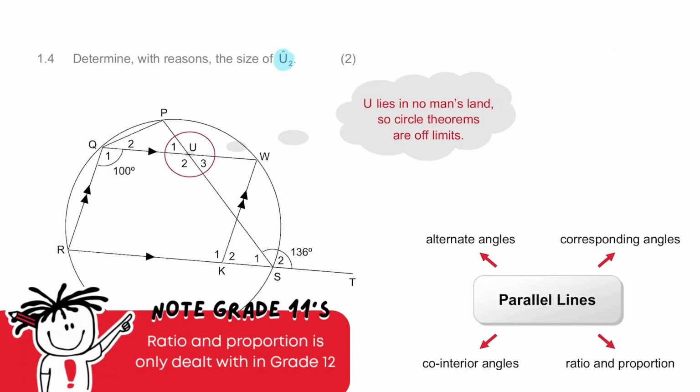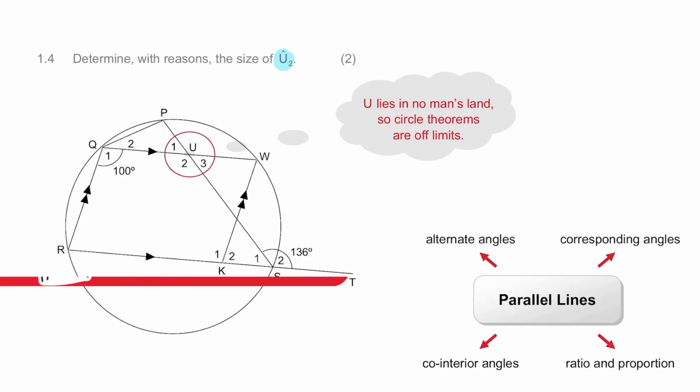In question 1.4, we have been asked to find the size of angle U2. It's a very interesting question, because if you have a look at U, it is not positioned on the circle. It is basically in no man's land. Why this is really important is that you cannot use circle theorems if your angle is positioned anywhere other than on the circumference of the circle or at the center. So in the process of finding U, we have to think back to our earlier geometry. We could, in some questions, be required to use angles in a triangle or vertically opposite angles.